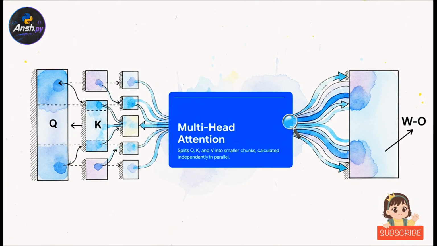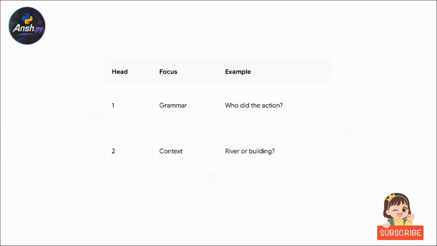Then it concatenates them back together and multiplies by a final weight matrix, WO, to restore the original dimension. But why do we do this? Because human language is deeply multi-layered. Look at this example here.